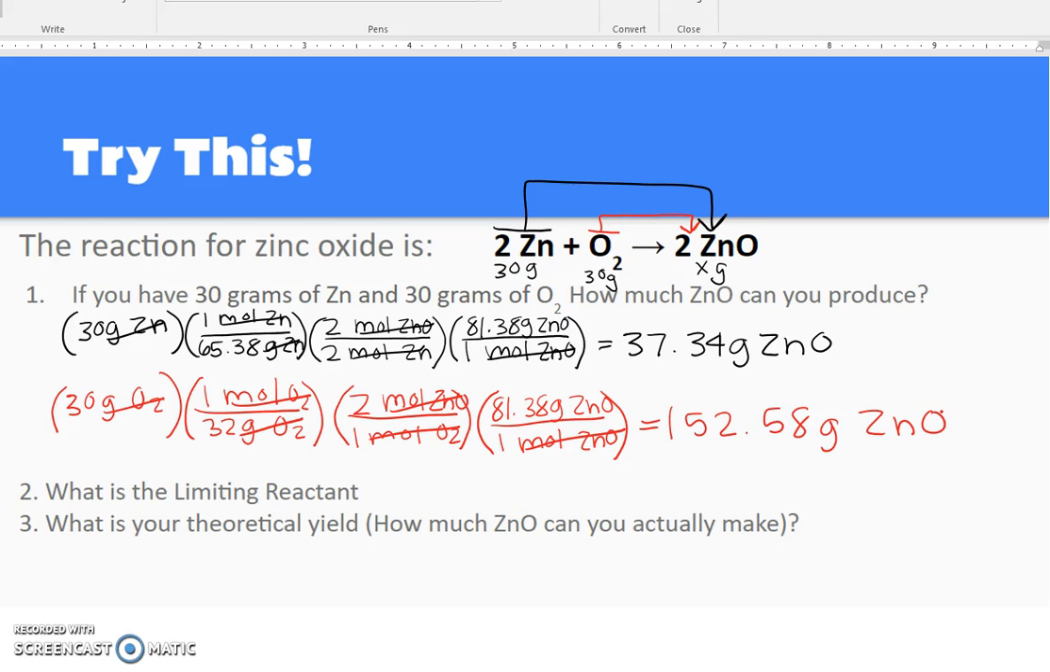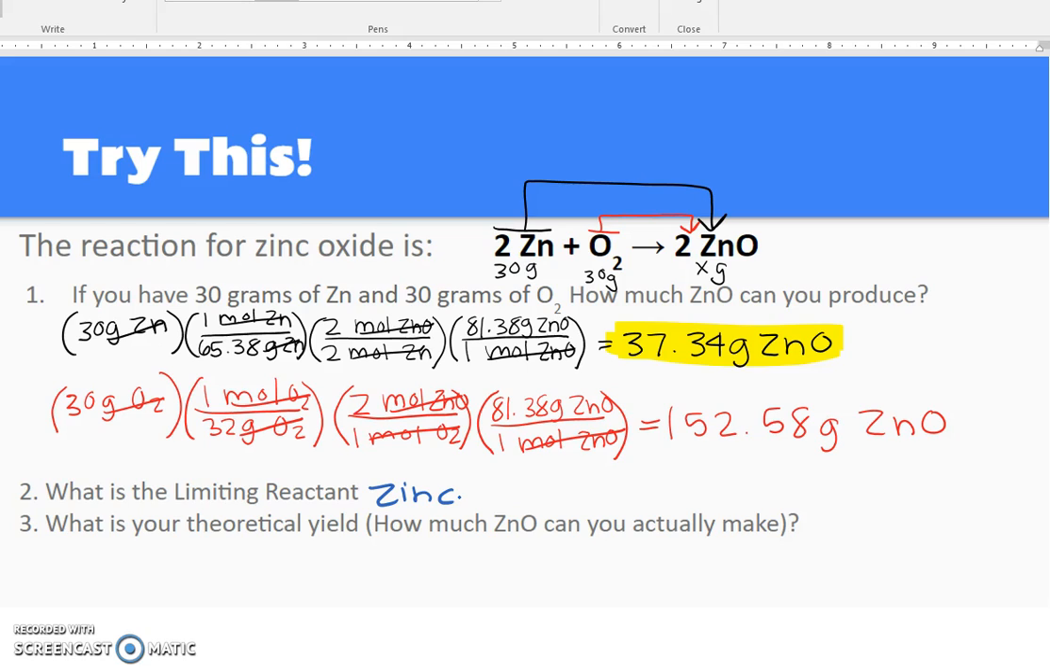So if we use all 30 grams of oxygen, we can produce 152.58 grams of zinc oxide. If we use all 30 grams of zinc, we can produce 37.34 grams of zinc oxide. When we're looking at which one we can actually produce, it's going to come down to the one that's the less amount, right? So we can produce 37.34 grams. The reason that we can do that is because the zinc is our limiting reactant. So that answers number 2 here. What's your limiting reactant? The zinc is.